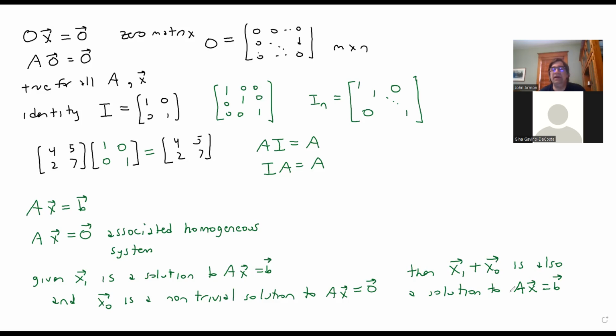So this is something that's going to help us come up with a general solution to one of these systems that you see here. Solving the associated homogeneous system, getting a non-trivial solution from that, and then adding it to a solution here, and then talking about how we could generalize it. So we're going to need some more room here.